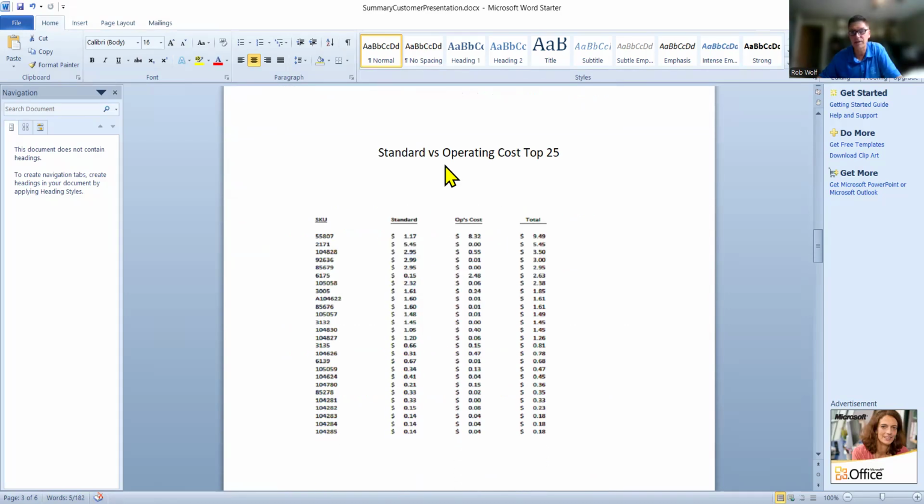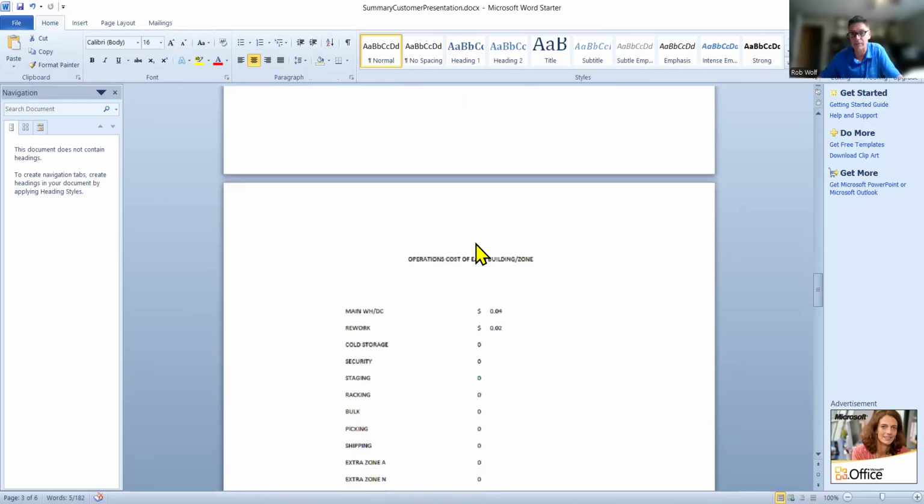So in this example, we've got the top 25 items that are standard versus operating costs. In this example, this SKU item is really costing $9.49, and you can look around and see it's the operating cost of $8.32. Why is that? Well, you may have too many days of supply of that item. Or it could be in a rework area where the value add is cost prohibitive. Or it's just a big bulky item. So that's one summary screen I'll show.